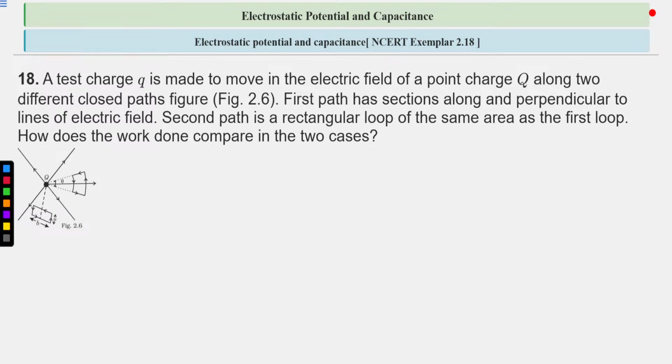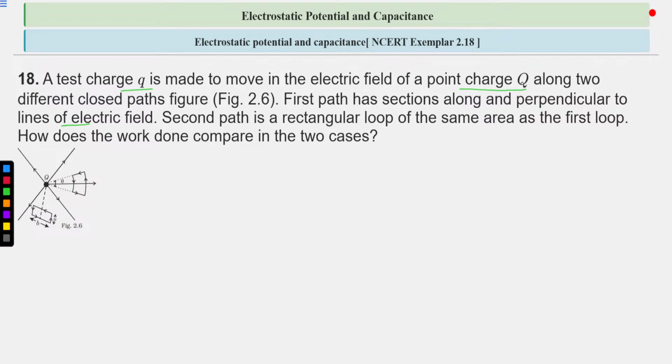Eighteenth question: a test charge q is made to move in the electric field of a point charge Q along two different closed paths, figure 2.6. The first path has sections along and perpendicular to the lines of electric field. This is the first path; the electric field lines are radial, and some sections are perpendicular to them.